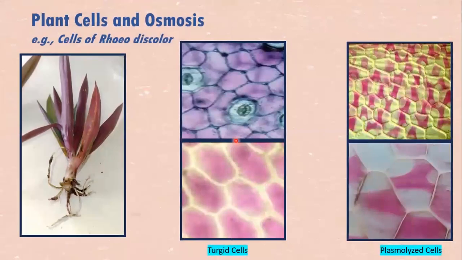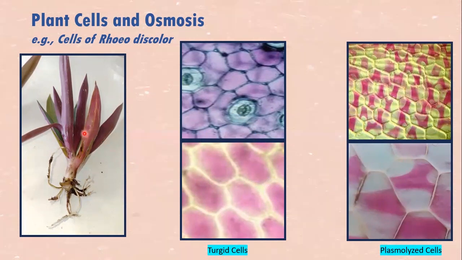Well, in plant cells, we want to use Rhoeo discolor, whose epidermal cells are colored, so we can see what is happening to the cells when they are placed in different concentrations of solutions. Now, these are epidermal cells. These cells are turgid. These cells are plasmolysed.